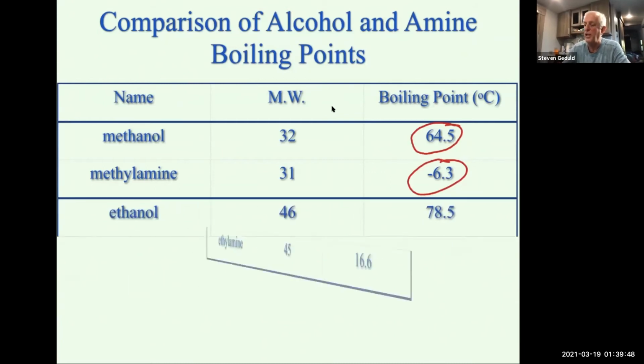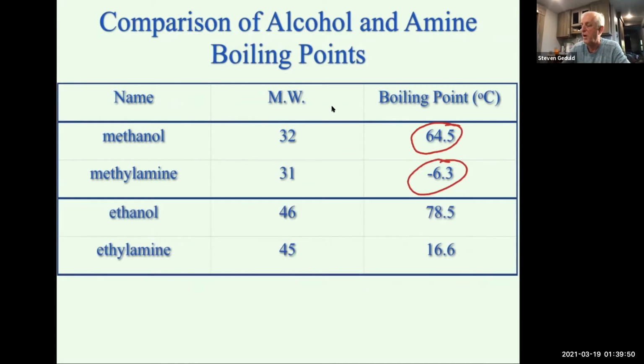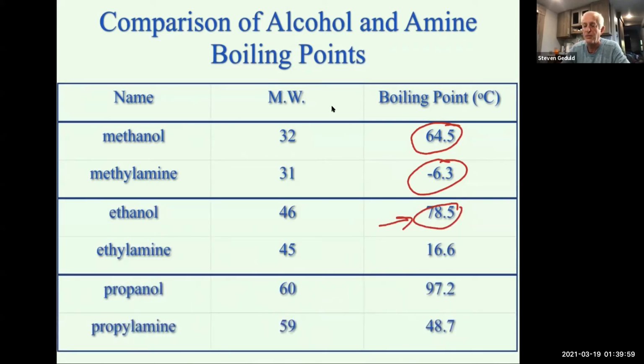Okay. Again, ethanol and ethylamine, same thing. The alcohol has a higher boiling point because of the hydrogen bonding. Propanol, same thing. Propylamine, same molecular weights. Again, the alcohol has the higher boiling point. Oxygen is more electronegative than nitrogen, so it makes for a stronger hydrogen bond and holds the molecules together tighter.